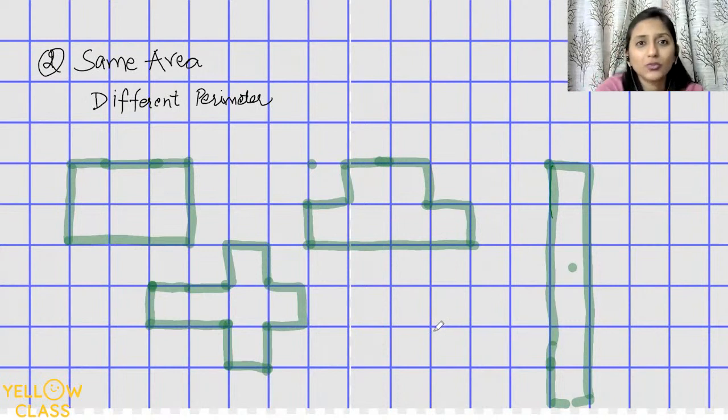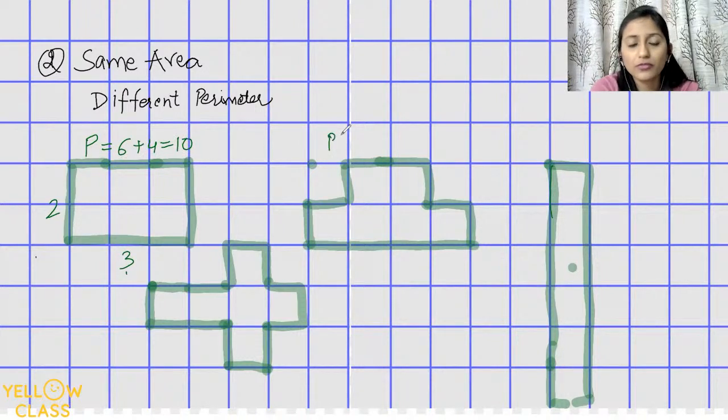Okay, so let's see. Areas are the same for these. Okay, let's calculate their perimeter now, one by one. Okay, so what will be its perimeter? See, this is 1, 2, 3. So 3 and 2. Okay, so 2 times 3, 6. 6 plus 4, 10.